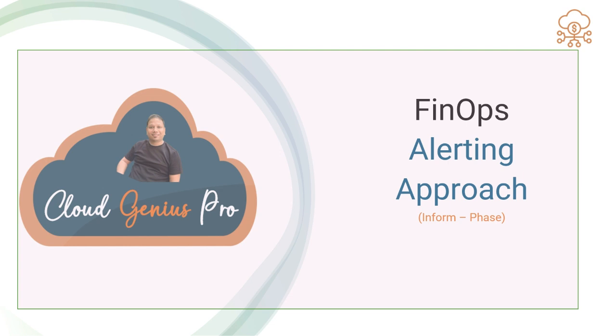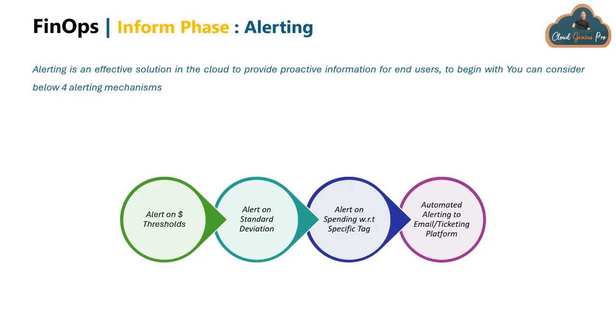So today via this video, I will tell you how the alerting mechanism or alerting approach will work in FinOps. This is not specific to FinOps, but in FinOps, we can use this alerting approach. An alert is nothing but an effective solution which any stakeholder can use to get proactive information. Probably while working in cloud, you have configured alerts in AWS or Azure or GCP. So it is the same ultimately.